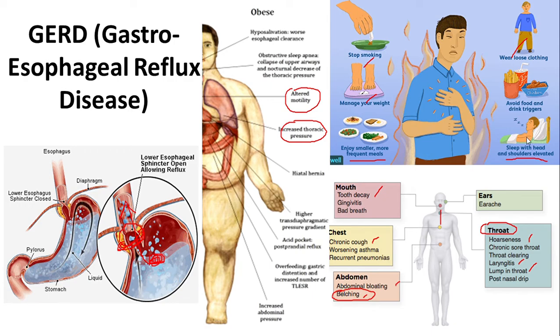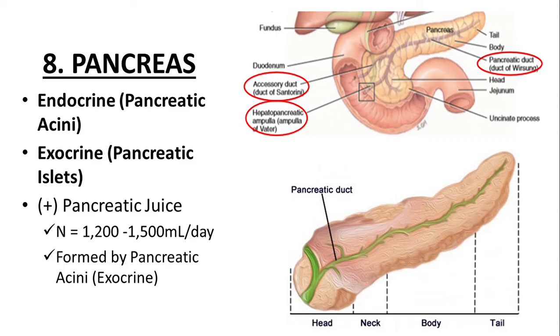So that is GERD. Next, you have your pancreas. Your pancreas is both an endocrine and an exocrine gland, as discussed during our Q&A. It is able to secrete pancreatic juice, which is one of its exocrine functions, 1,200 to 1,500 ml a day that they release, and it is alkaline. So as you can see here above, these are the important passageways from the pancreas.